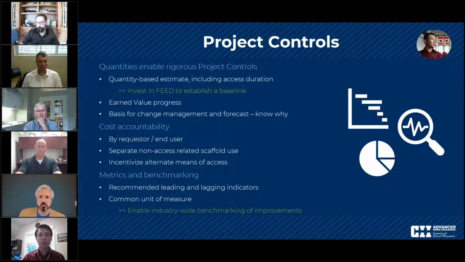So starting with a quantity-based estimate, and then using that quantity-based estimate through the duration of the progress, enables typical project controls methods like earned value progress. Without quantities, you can't do earned value, and estimating quantities lets you do that very important step to know how far along a project is in using up its scaffold budget, and triggers the right notifications and the right advance flags when you're not going according to plan.